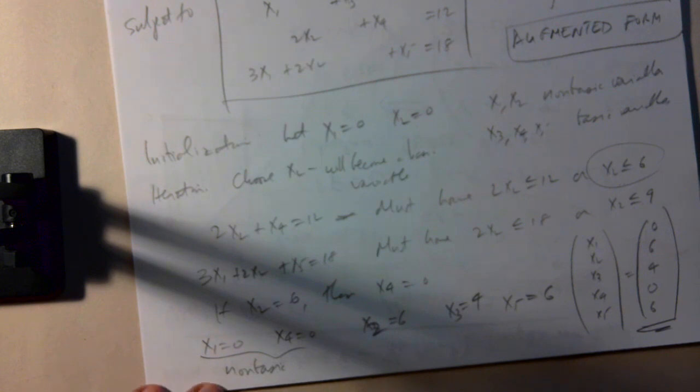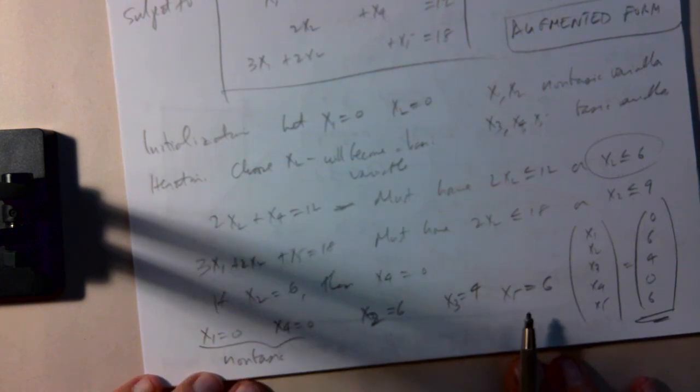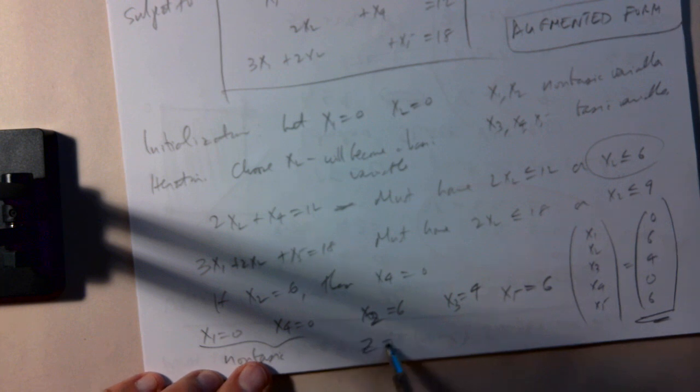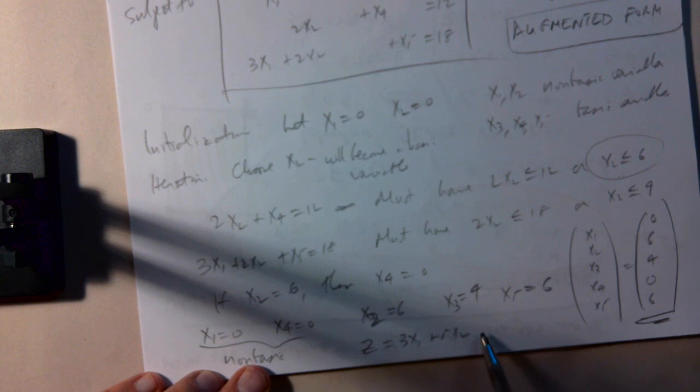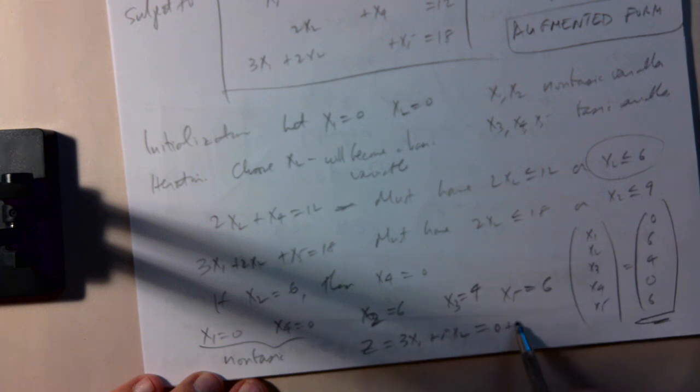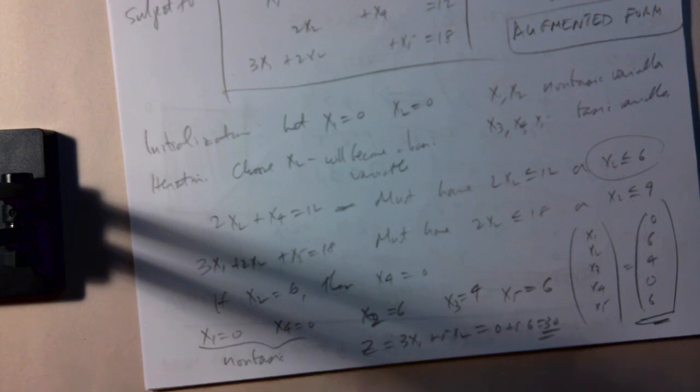And they're all non-negative. For this solution, this set of values of the variables, what is z? Z is 3x1 plus 5x2. 3x1 is 0. 5x2 is 5 times 6, which is 30.